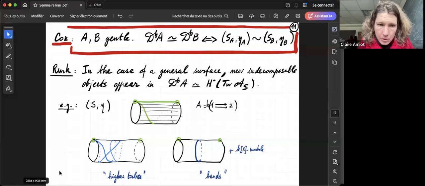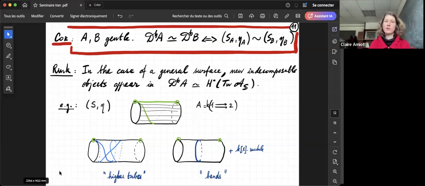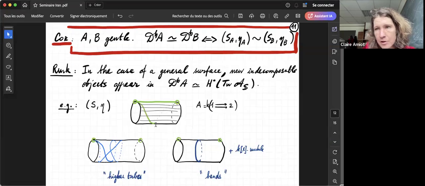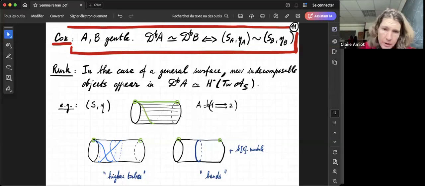So just a few remarks about all this. In the case of a general surface, much more complications arise in comparison with this case. In particular, you have new indecomposable objects that do not correspond to arcs. So here I give you an example. You start with a cylinder with one marked point on each boundary. Here I take the horizontal line field again. And in green, I have a dissection. And then you can check that the algebra corresponding to this dissection is just the Kronecker algebra.